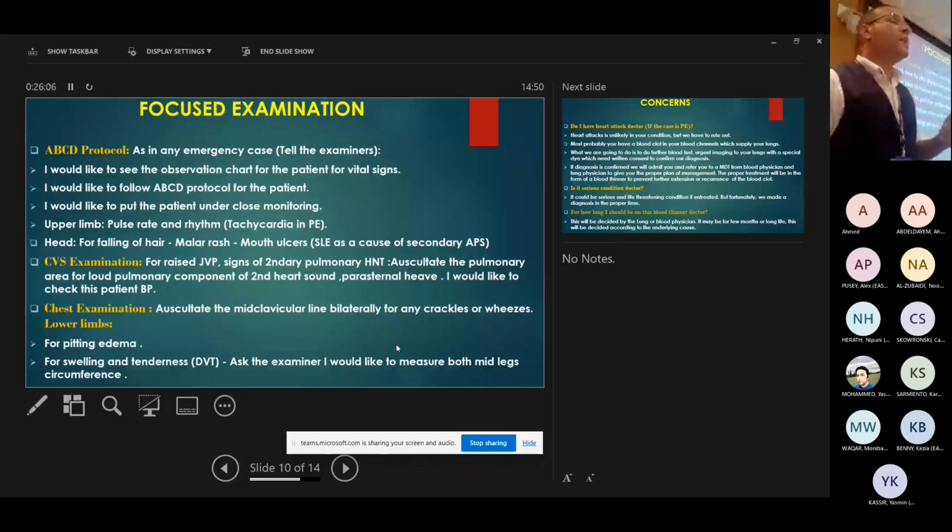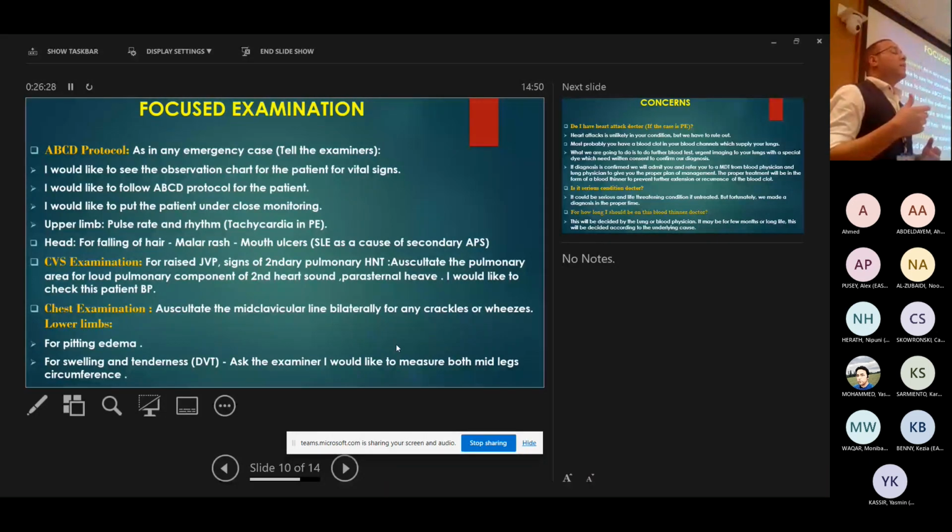First of all, in any acutely ill patient in station 5, you have to tell the examiner, I would like to do 3 things. I would like to follow the ABC protocol for this patient. I'd like to see the observation chart of the patient. I'd like to put the patient under close monitoring. Why? Because such a patient may be critically ill, maybe shocked, maybe hypotensive, right?